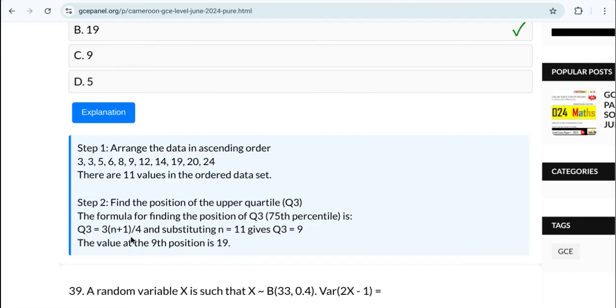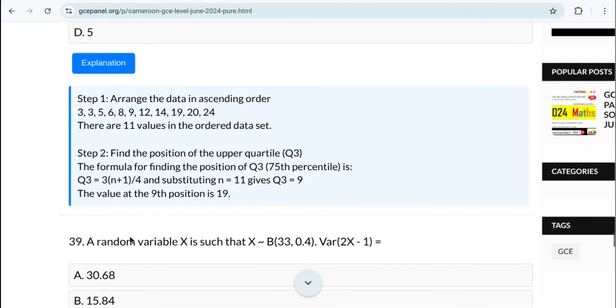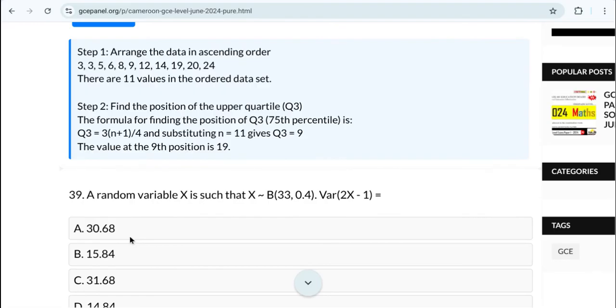So the value at the ninth position corresponds to the score 19. A random variable x is such that it follows a binomial with values 33 and 0.4. Find var(2x minus 1).